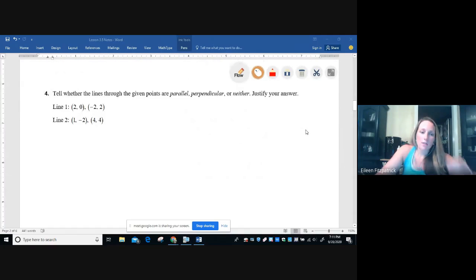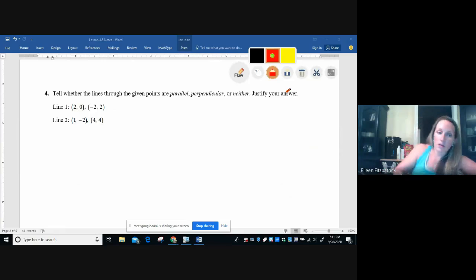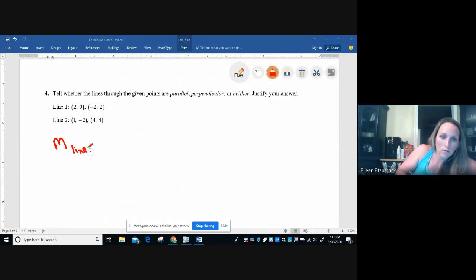Tell whether the lines through the given points are parallel, perpendicular, or neither. Justify your answer. Okay, well, think about what we just did above. How do we determine if lines are parallel, perpendicular, or neither? We calculate their slope. So I'm going to calculate the slope for line 1, that's a 1, not an L, sorry. Slope of line 1, you're going to do change in y, so 2 minus 0, over change in x, negative 2 minus 2.